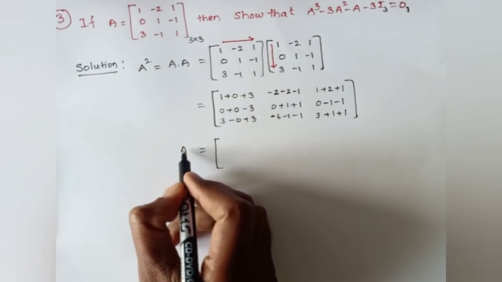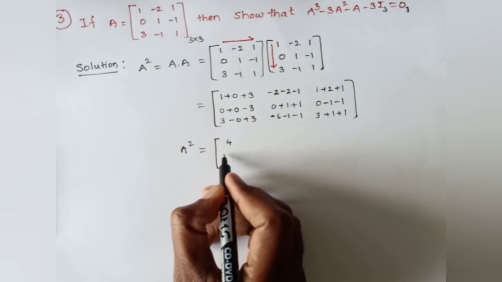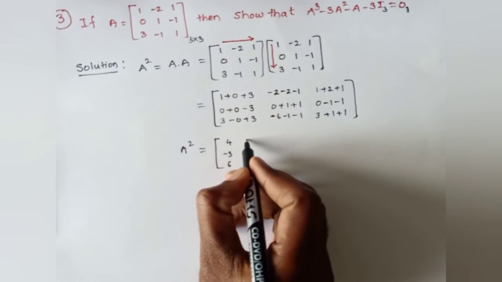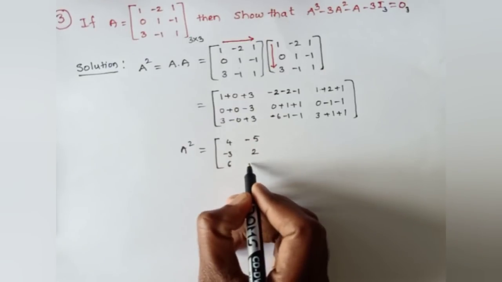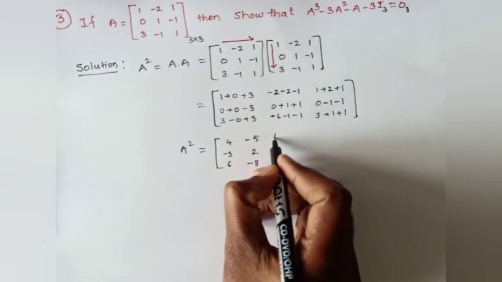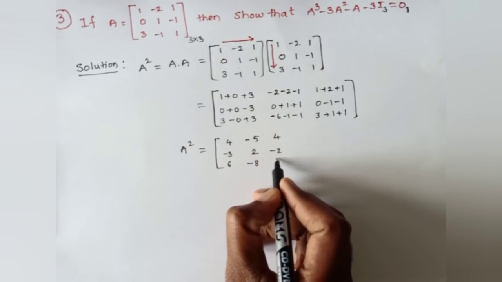Now the resultant is, so you get the resultant matrix, that is A square. A square equals what? So it is 4 and minus 3, 6, this is minus 5, 2 and minus 8. Next column 4, minus 2, this is 5.